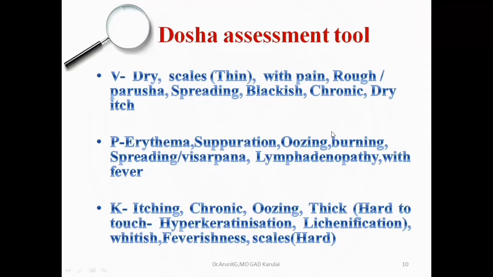Then lichenification means the lesion will be thick. Along with that, there will be skin markings. So lichenification is also a feature of Kapha aggravation. Then whitish lesion, then feverishness. Okay, Sheeta Jvara. The feverishness feeling will be there for the patient. That also can be attributed to Kapha aggravation. Then hard scales. Hard scales in the case of plaque psoriasis and all will be there. That can be attributed to Kapha aggravation. So this slide is showing some dosha assessment tool.